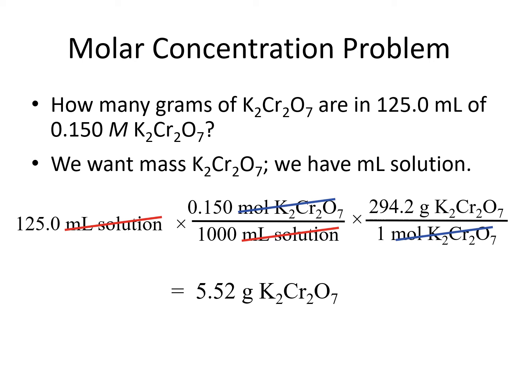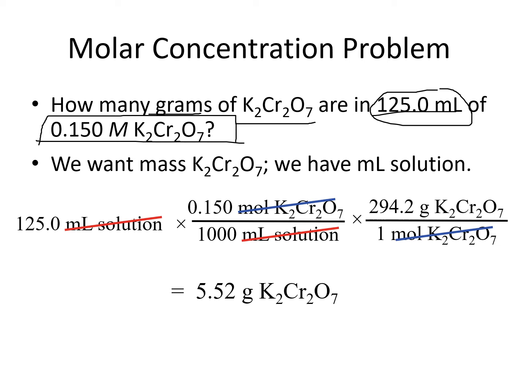So let's work through this example. How many grams of this chemical, K2Cr2O7, what's the name of this chemical, by the way? This is potassium dichromate. So how many grams of potassium dichromate are in this volume, 125.0 milliliters, of this concentration, 0.150 molarity? So what do we want? We want grams. What do we have? We have volume. What's the relationship between grams and volume? Well, we don't know. But we do know the relationship between moles and volume. That's the molarity. And we know the relationship between moles and grams. That's the molar mass.